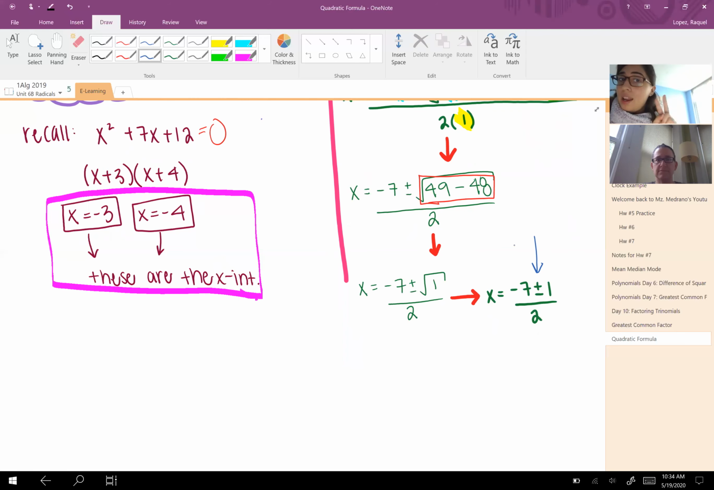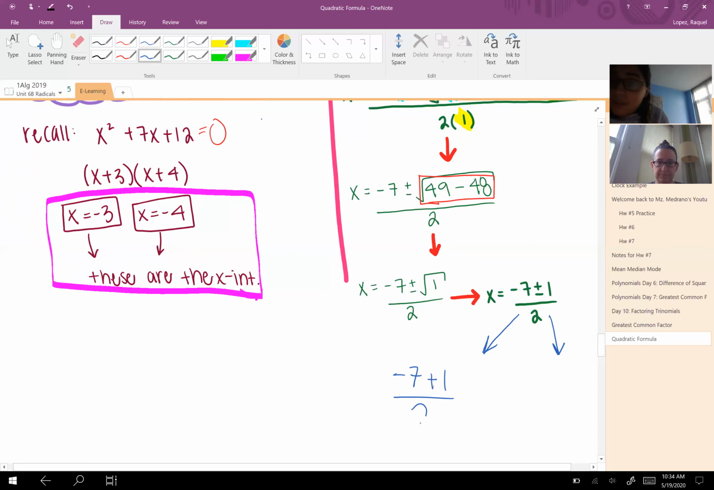Now, Ms. Gilroy, we already know our solutions to this, right? We know what the x-intercepts are. We know that they're going to be -3 and -4. But where do they come from? This is where they come from, this plus and minus. This helps me see how I'm going to get to those values. So I have -7, and I'm going to add it to the 1 first, all over 2. Then to get to my second solution, I'm going to take -7, subtract that 1, divided by 2. So really, I'm taking this symbol right here and separating it. That's how I'm getting 2 solutions.